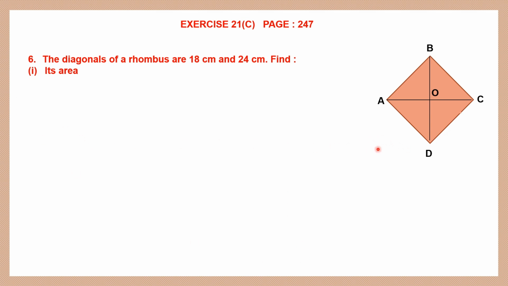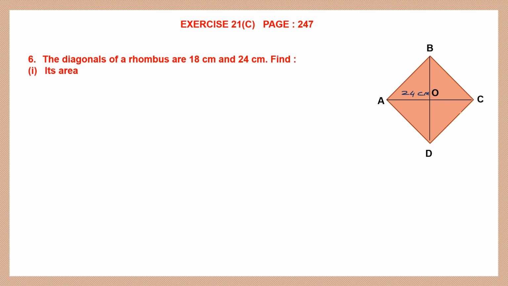So a rhombus is a parallelogram in which all four sides are equal. Here the diagonals of the rhombus are given to us, 18 centimeters and 24 centimeters. We can take any one. Now we can make this as 18 and this as 24 centimeters. Now we have to find its area.